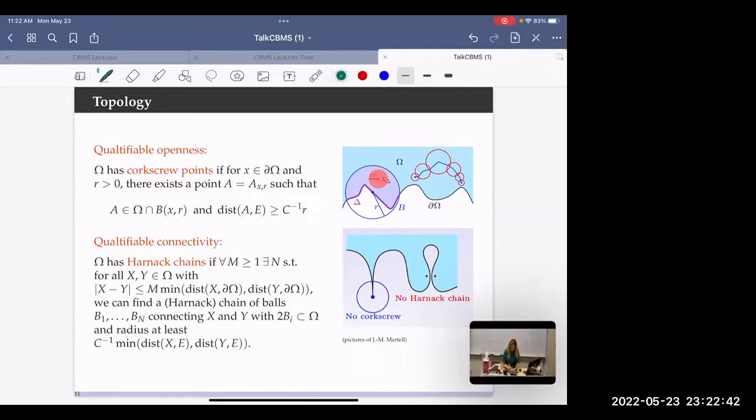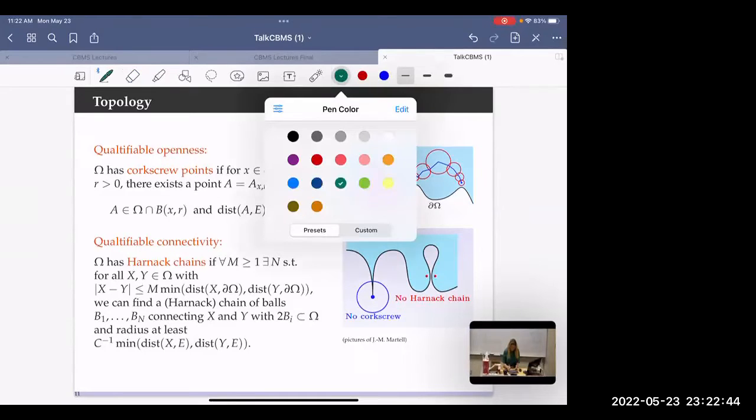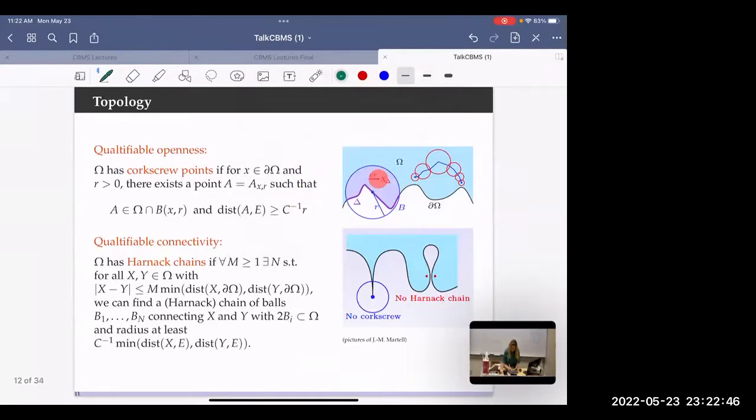Most of you have seen this before. For every point on the set, for every ball, there is a ball of comparable size inside the set. It doesn't take all of it, but it means you don't have a completely empty intersection. One example to the contrary is a cusp.